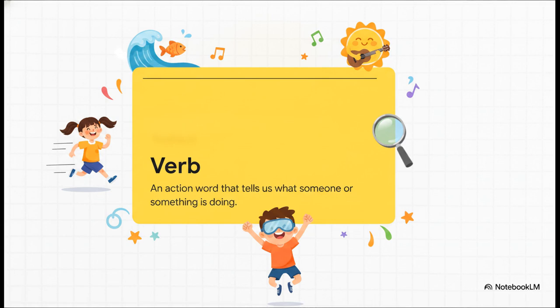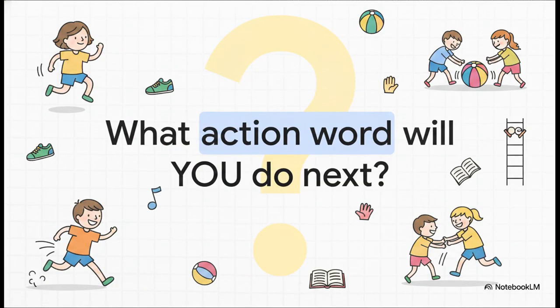To wrap this up, let's quickly review the golden rule for today so it sticks right in your brain. Remember, a verb is an action word. It just tells us what someone or something is doing. Whether that's run, jump, swim, or play, if it's an action, it's a verb. You did absolutely amazing today. Verbs literally make sentences come alive.